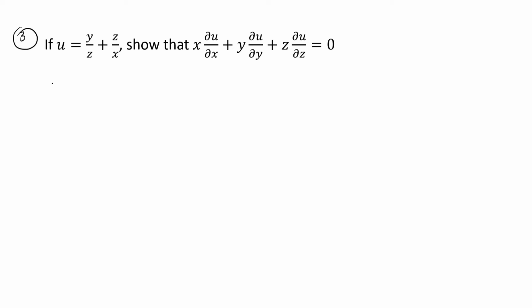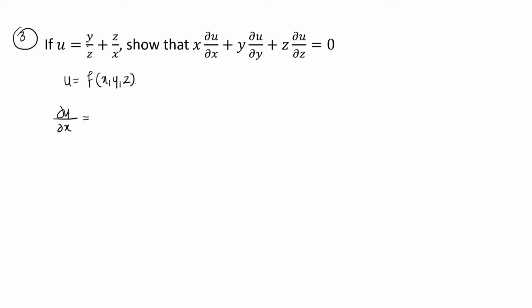If u is equal to y by z plus z by x, we need to show that x into dou u by dou x plus y into dou u by dou y plus z into dou u by dou z is 0. Here the function is given like this: u is a function of x, y and z. It's a three variable function. Therefore we have three first order partial derivatives: dou u by dou x, dou u by dou y, dou u by dou z.